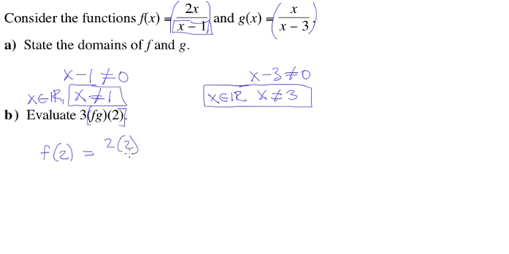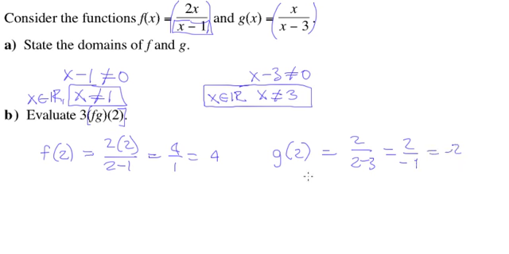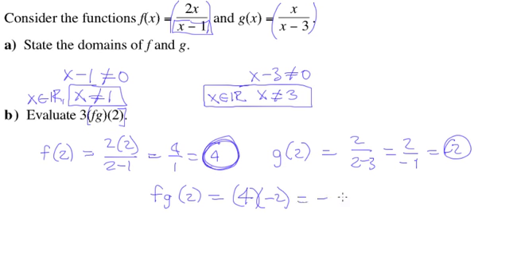is 2 times 2 over 2 minus 1, which is 4 over 1, which is 4. g of 2 is 2 over 2 minus 3, which is 2 over negative 1, which is negative 2. So f times g of 2 is the product of these guys. It's 4 times negative 2, which is negative 8. And now they want 3 times that amount. 3 times negative 8 equals minus 24.